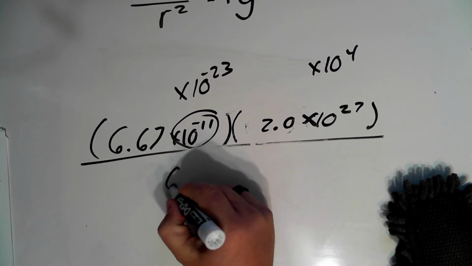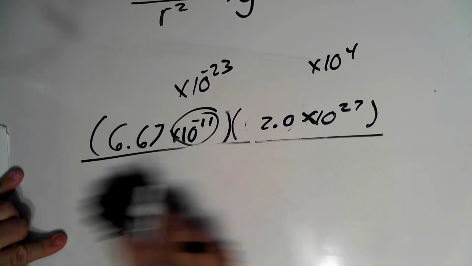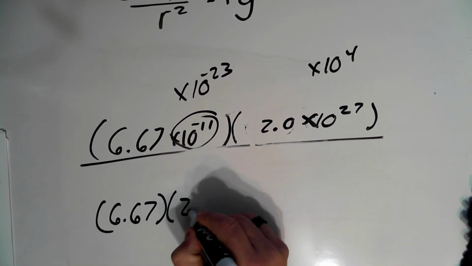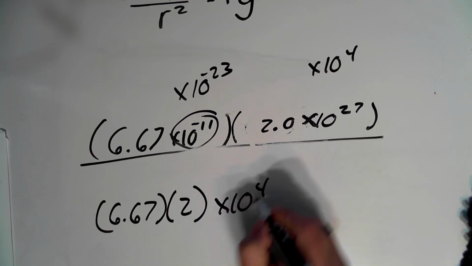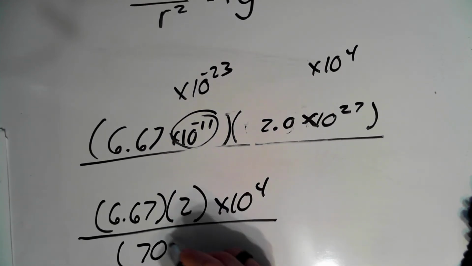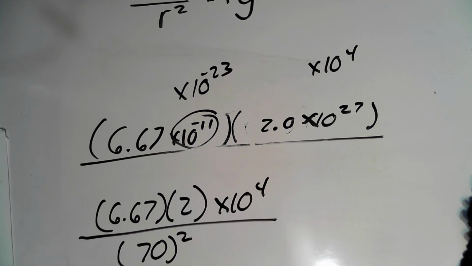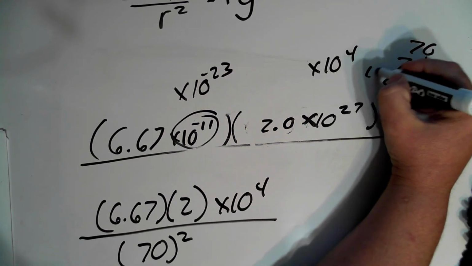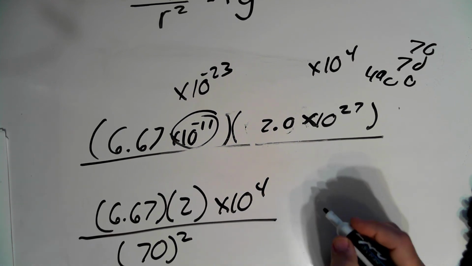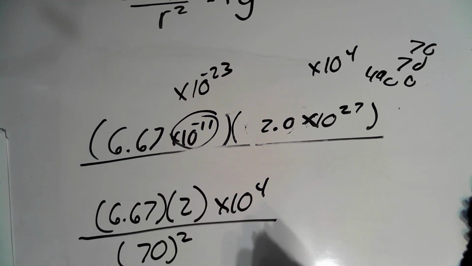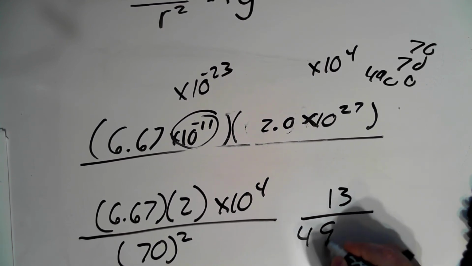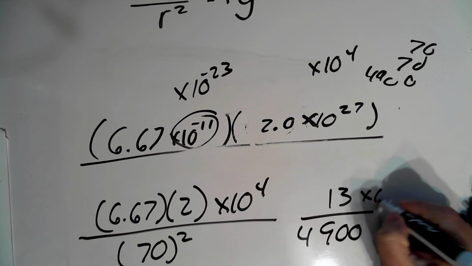I'm going to have, let me do this in space here, 6.67 times 2 times 10 to the 4th divided by 70 squared. Okay? Oh, now I have to think. 70 squared. 70 times 70, that's 0. That's 7 times 7 is 49, so that's 4,900. And then 2 times 6 is going to give me 12, about 13. So I'm going to say I've got about 13 over 4,900, but that's 13 times 10 to the 4th.